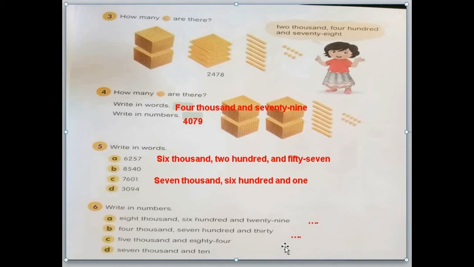Number 6 is the other side, the opposite of number 5. So you just need to write down the number. How to write down the number? Let's check the question first. The 1,000 is 8. So you write down 8 in the beginning. And then after 1,000, you will find 100 here. The number is 6. So you write down 6, right? Next, do you find any tens here? Yes, we have 20. So 20 is for 2, right? And then the ones is 9. That's why the number for this question is 8,629.